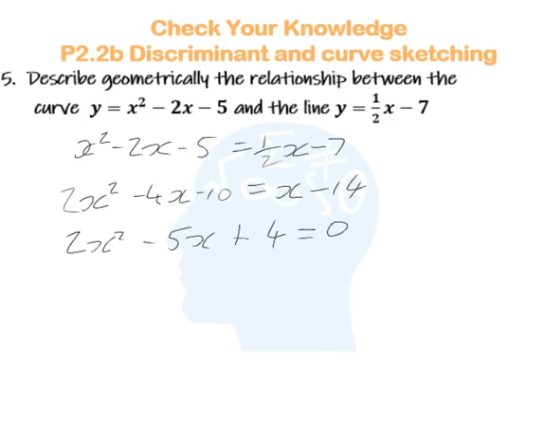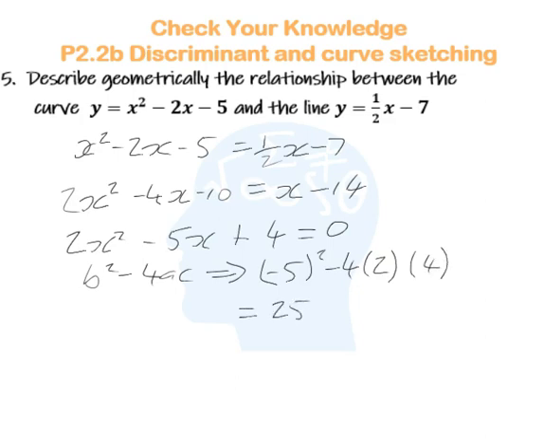Now, we're not being asked to solve this thing. We don't need the points of intersection. We need to find out what's going on with them. So let's just have a look at what the discriminant can tell us. We've got b squared minus 4ac. So that's minus 5 squared minus 4 times a times c, which gives us 25 minus 32, which is minus 7.